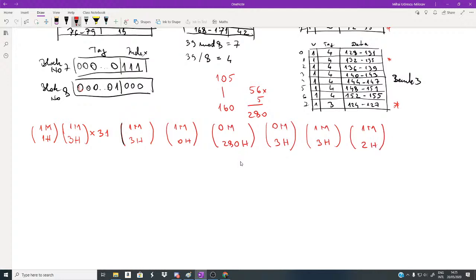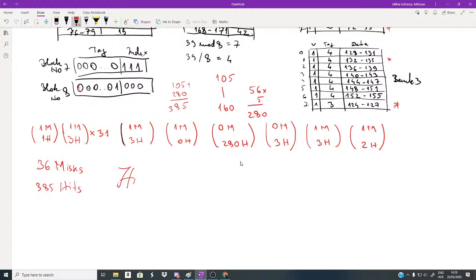Okay, now let's count all these hits and misses. So the number of misses is 1 plus 31, 32, 33, 34, 35, and 36. So we have 36 misses. Okay, and let's see the hits. So this is time 3, so it's 93, 94, 97, 97, 100, 105, so it's 105 plus this big number 280, which means it's 385 hits.